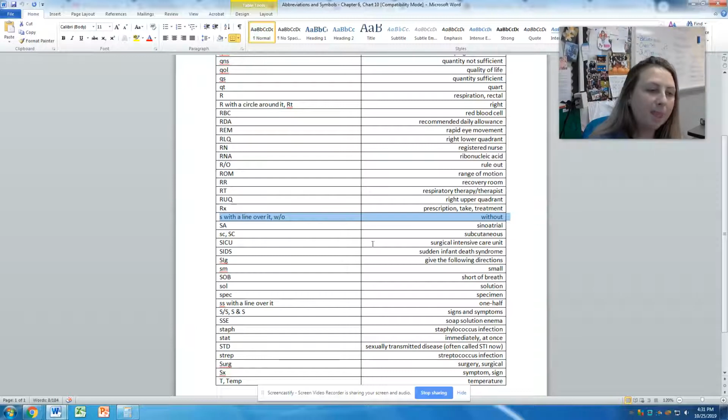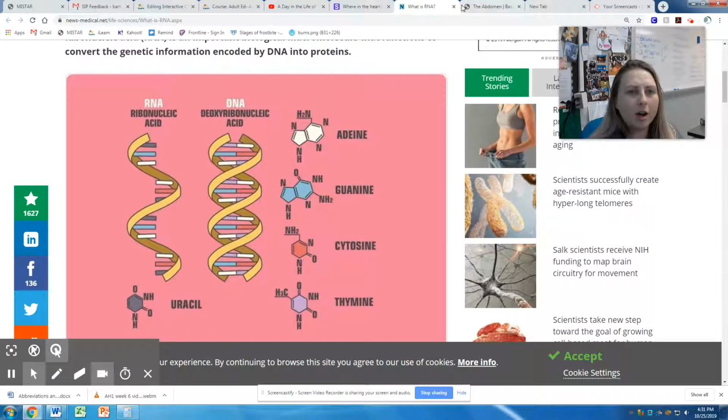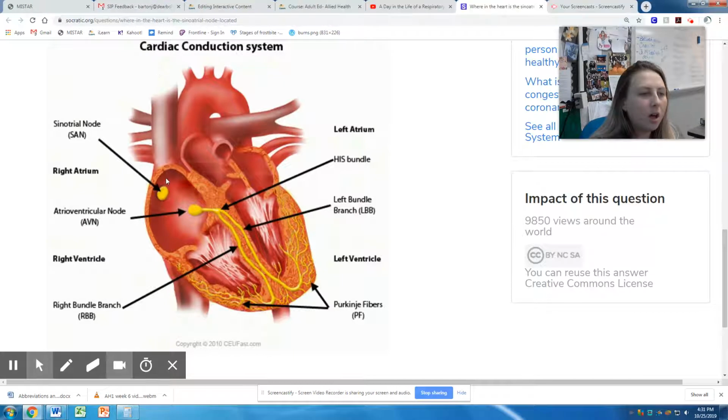Okay. SA, this is sinoatrial. So this has to do with the heart. Okay, so in the heart, you have the electrical conduction circuit. Okay, right? We have a muscular part, and then we have an electrical part. Okay, so the pacemaker of your heart is the SA node or the sinoatrial node.